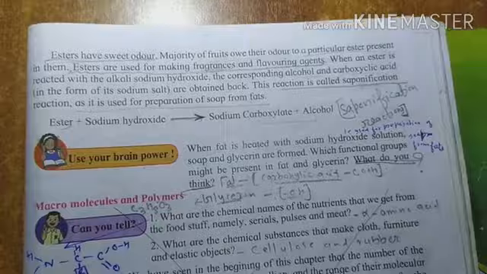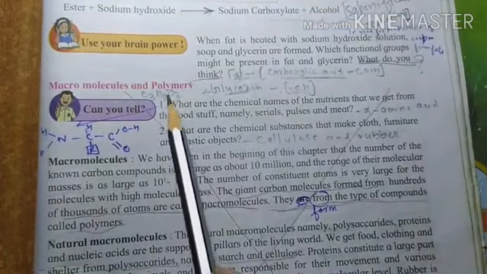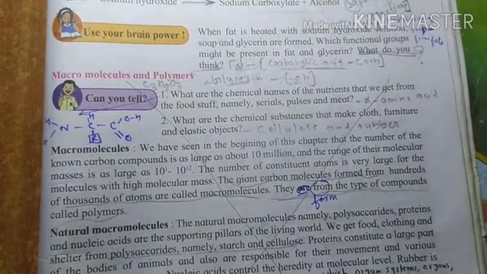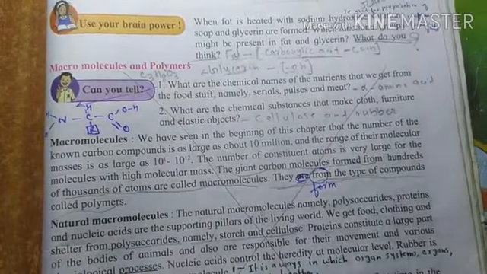So students, micromolecules and polymers are excluded, and on the next page, page number 132, this is also excluded, and this is also excluded. So this was all about chapter number 9, a very huge chapter. Okay, this is very easy. Now if you try to solve this exercise, it is very easy for you.